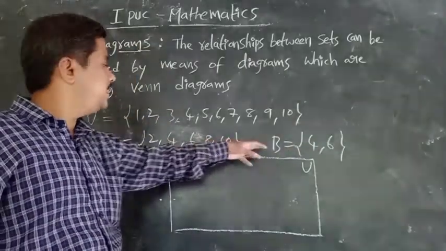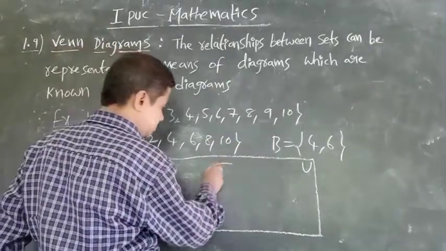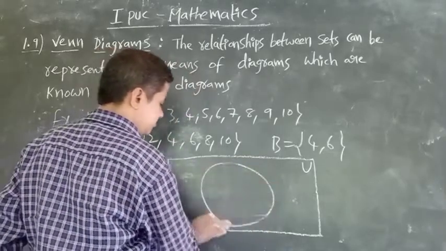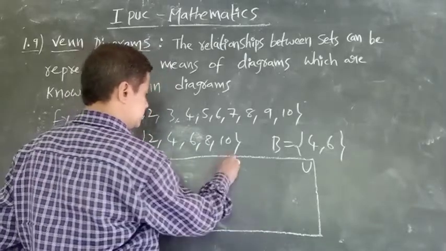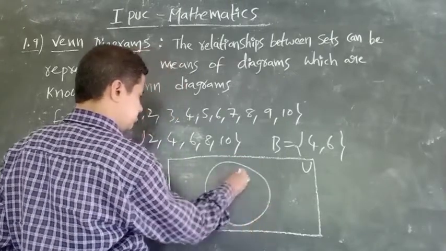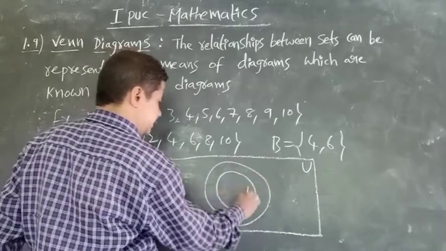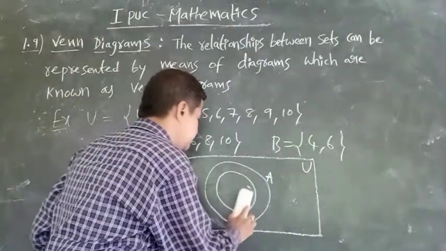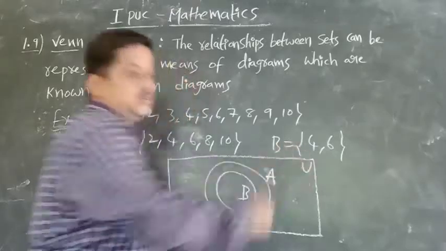That's why B is a subset of A. That's why I am taking one curve, and inside it I am considering another circle. This set is B, this is the A set, and this is the universal set.